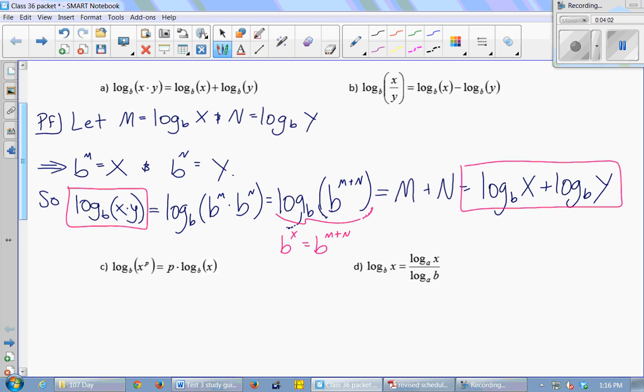So you can do a very similar proof on part B. I'm going to leave that to you. LTR means left to the reader. You can do that proof on your own.